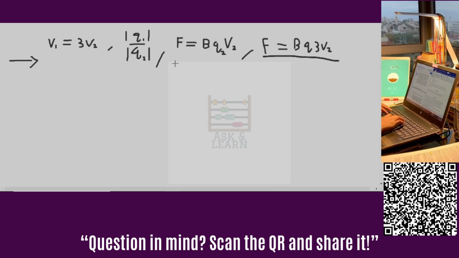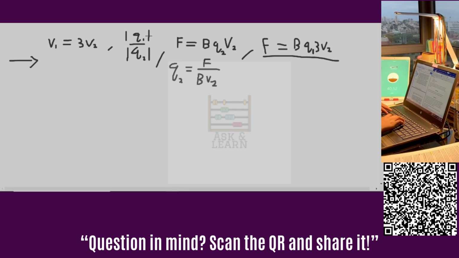So for this one, to solve for Q, I'm just going to write it over on this side, where you have to divide both sides by B and by V2, which will give us the force divided by the magnetic field and velocity for the second particle. And you'll get the same thing for the first particle. This is charge number 1. You'll get the same thing for that, except you'll have this factor of 3 here.